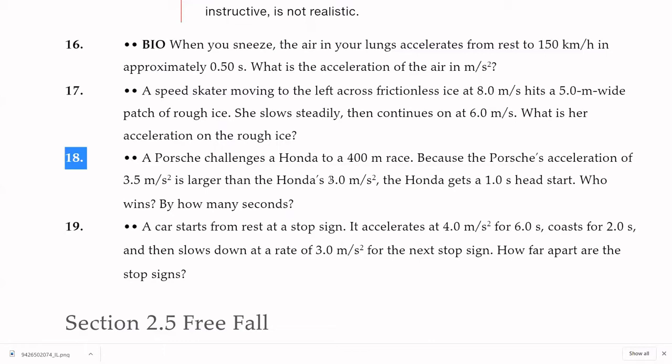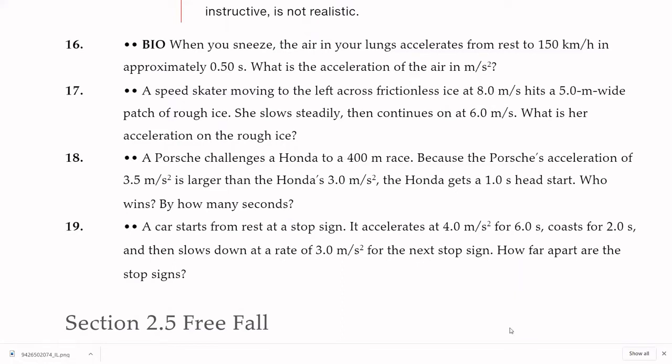Now, can they maintain this acceleration for the entire time that it takes to traverse 400 meters? We're assuming that's the case, because if they can't, we'd have to take into account the fact that each acceleration would decrease in time. That would be a much more complicated problem. So the Honda gets the head start. I think maybe the most important thing here is to figure out how you will define T0. So let's do that on paper. And let me take a look at these numbers here: 400, 3.5, Honda gets a 1 second head start.